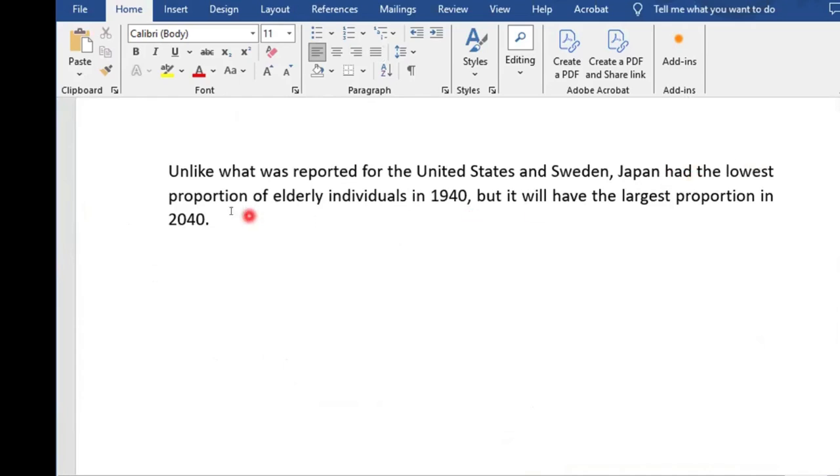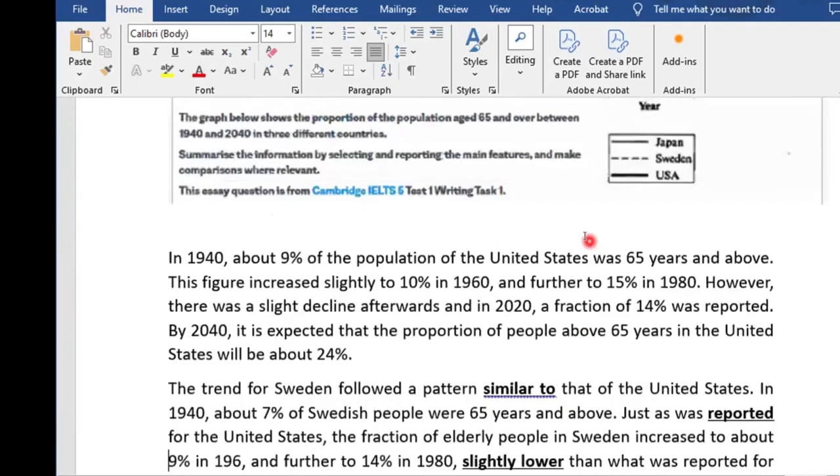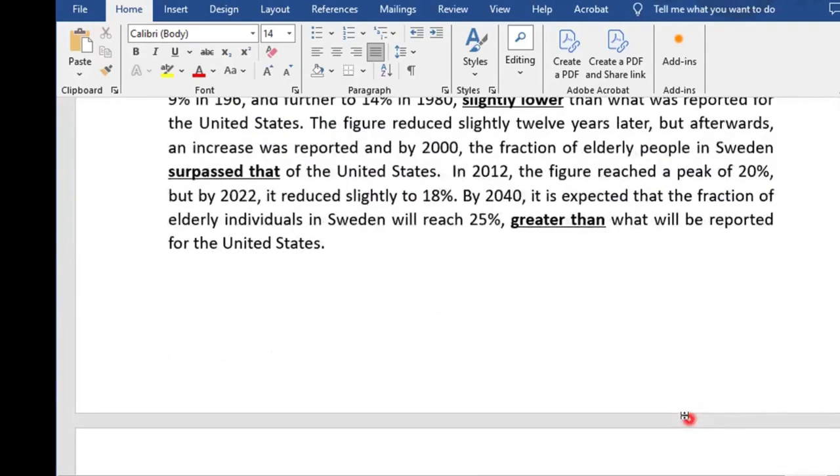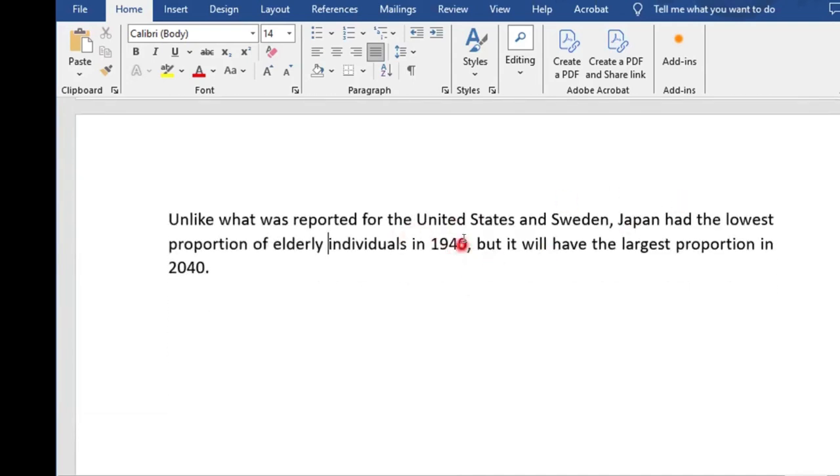Japan had the lowest proportion of elderly individuals in 1940. Okay? So when did it start increasing? The thing started increasing in 1980, or let's say in 1990. So how do I put that in my sentence? Its figure reduced initially, but after 1990, it started increasing.